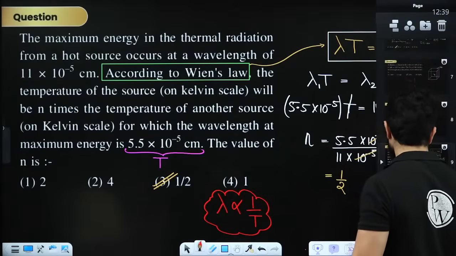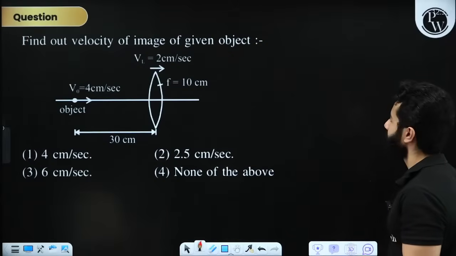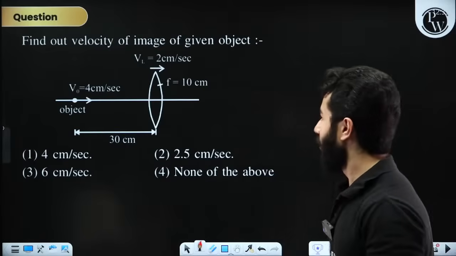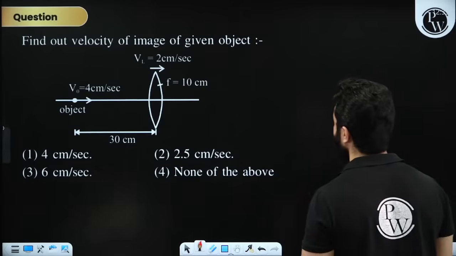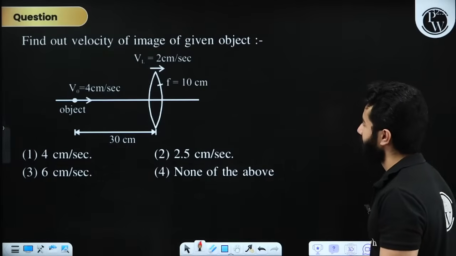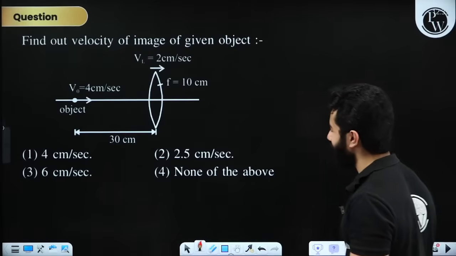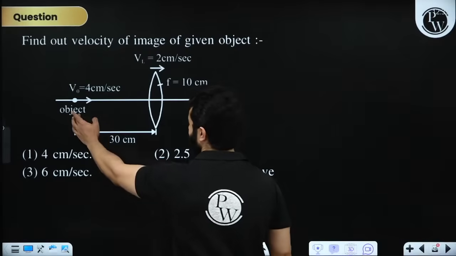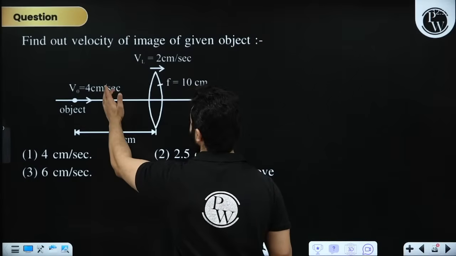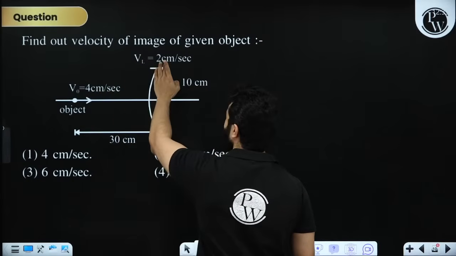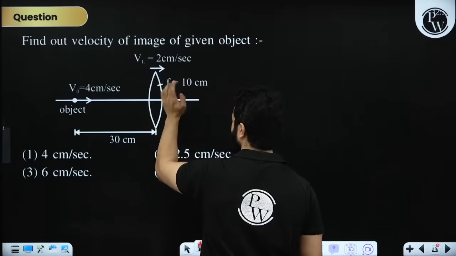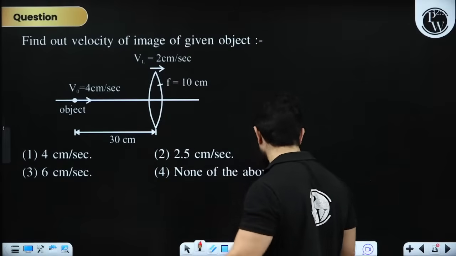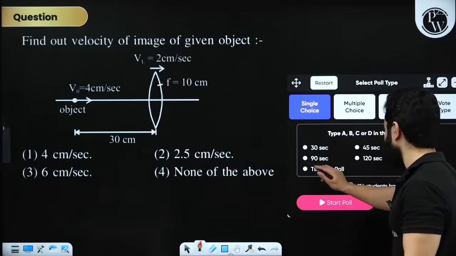And now we are moving on to the next question. Next question is something like this. Find out the velocity of the image of a given object. All right, so this is another nice problem. Velocity of object is 4 centimeter per second. Lens is also moving with 2 centimeter per second. Focal length is 10. Object distance is 30. Let's start. I'm going to give you 90 seconds for this.